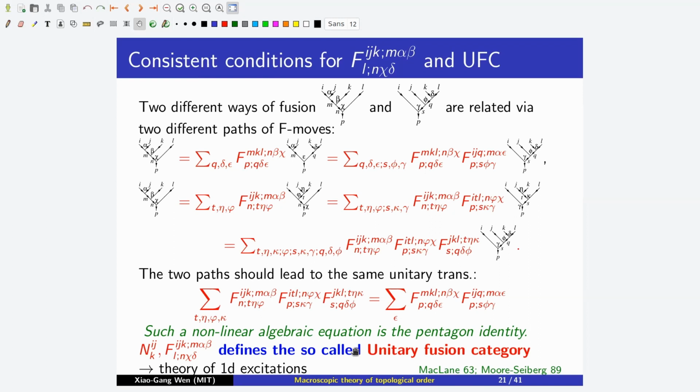And that's supposed to be a complete theory for one-dimensional excitations. So we have a gapped one-dimensional phase. In general, you have a point-like excitation. Then the behavior of the point-like excitation would be classified by this kind of unitary fusion category. So that's their behavior. They cannot go beyond that. Yeah, that's the basic point.